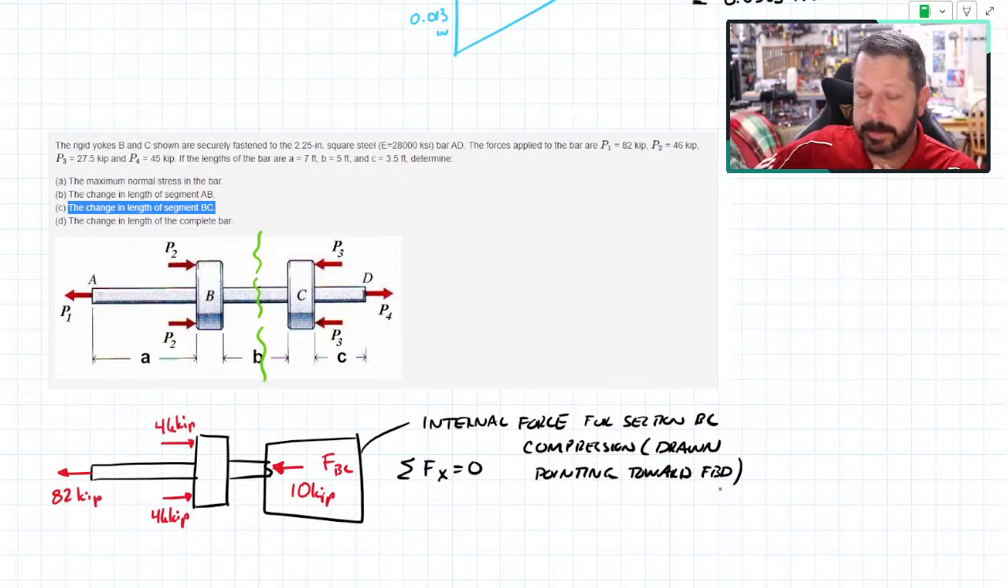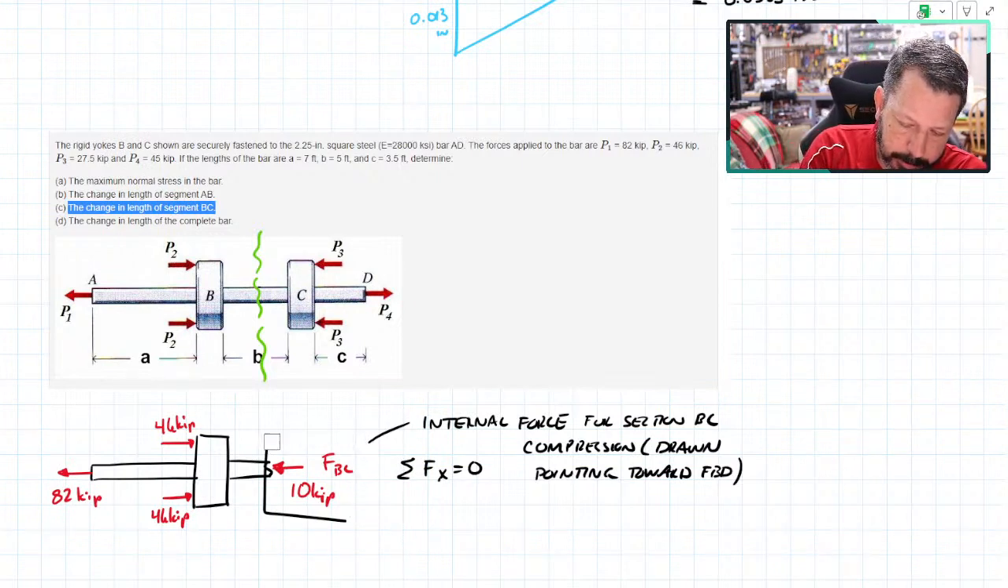FBD's free body diagram, or I guess I could just do FB for the free body. Let me erase this so it doesn't confuse you about being part of the thing.